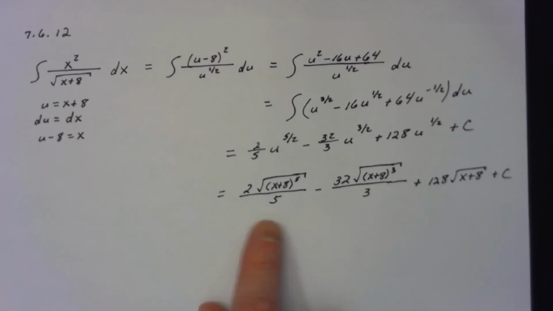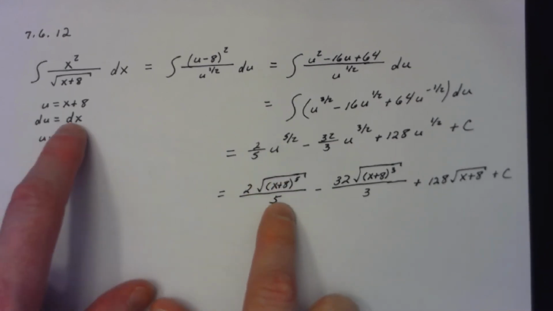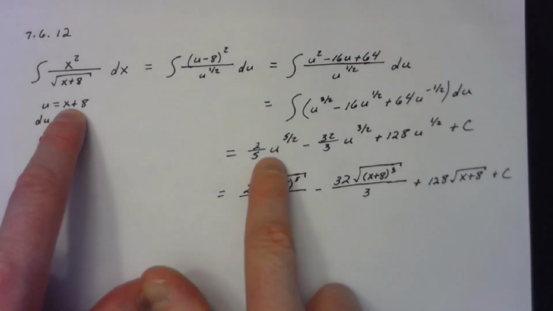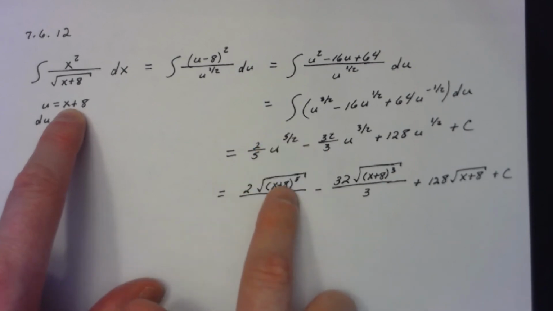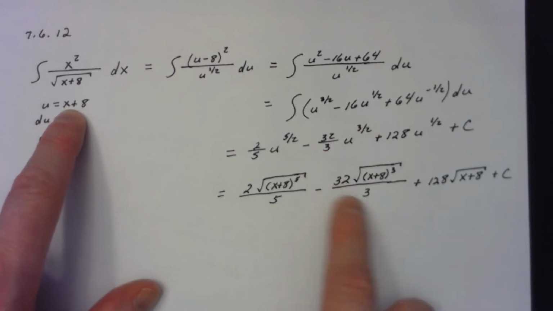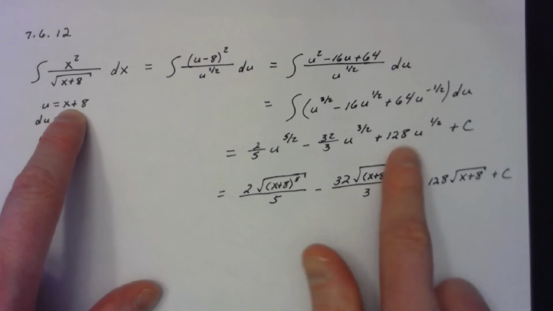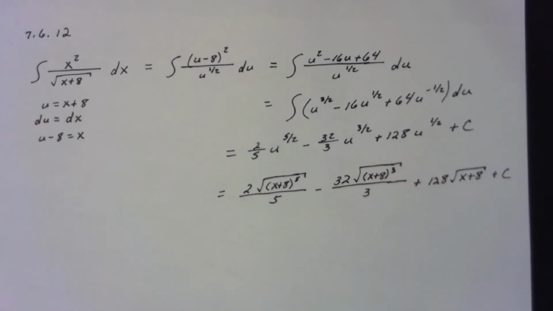Last step here, all we need to do is put these terms of u back in terms of x. We know u was x plus 8. So this is going to be the square root of x plus 8 to the 5th in the numerator along with the 2. This next one is going to be the square root of x plus 8 quantity cubed in the numerator along with the 32. And the last one is just 128 on the square root of x plus 8 plus your constant of integration.